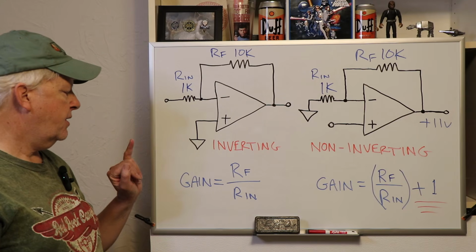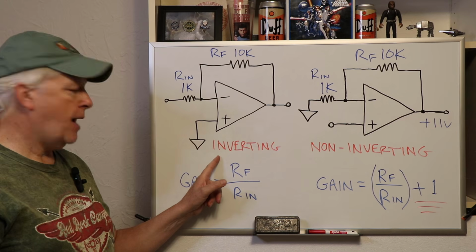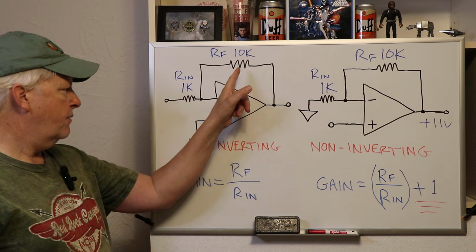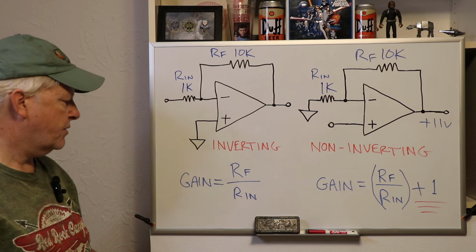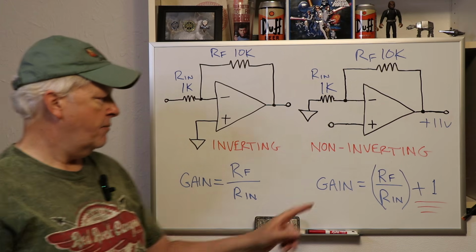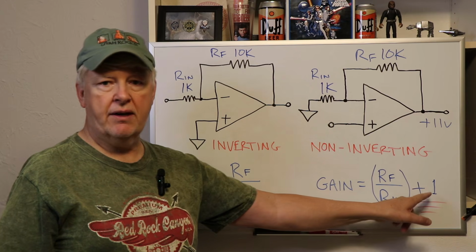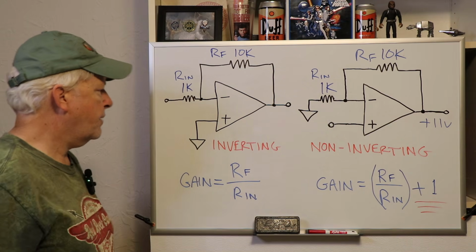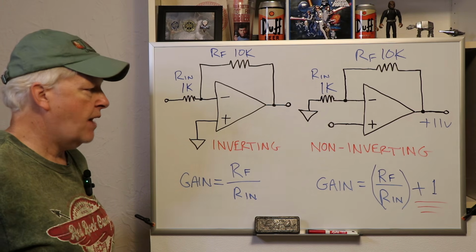So why is it that the formula for an inverting op amp is feedback divided by input resistor value, but in the case of a non-inverting amplifier, you have to add 1? Well, let's step through some of the rules for op amps.